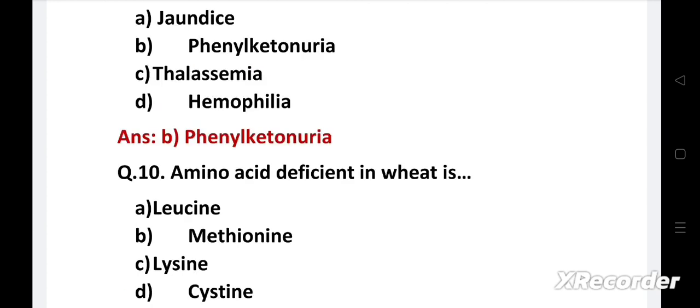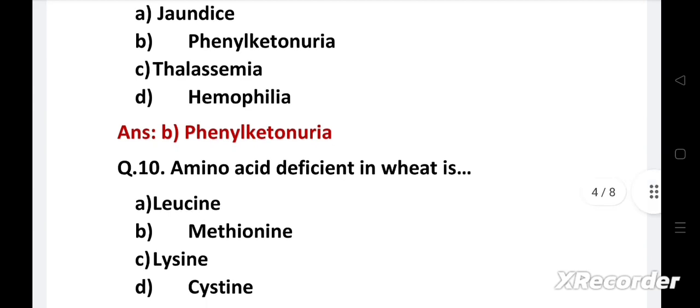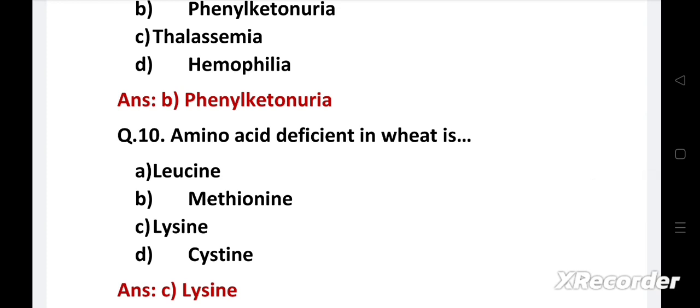Next question is, amino acid deficient in wheat is option A, leucine. B, methionine. C, lysine. D, cysteine. Right answer is option C, lysine. Lysine is an amino acid found in beans, cheese, yogurt, meat, milk and other animal proteins.